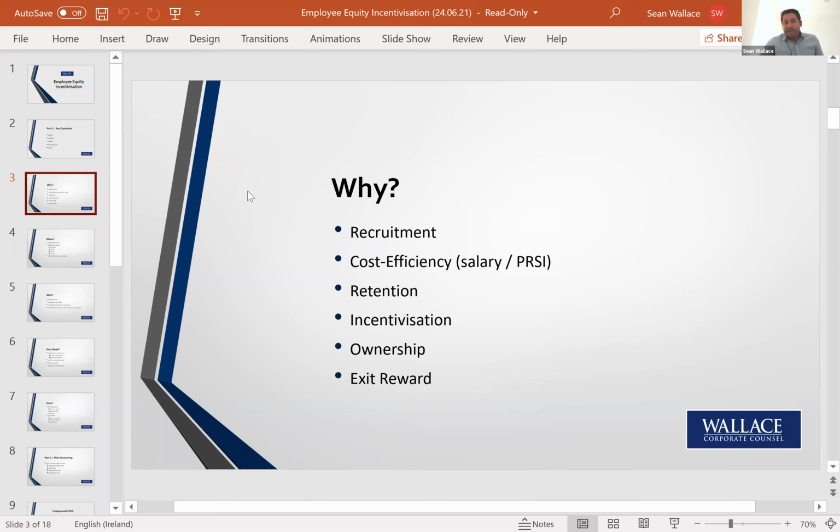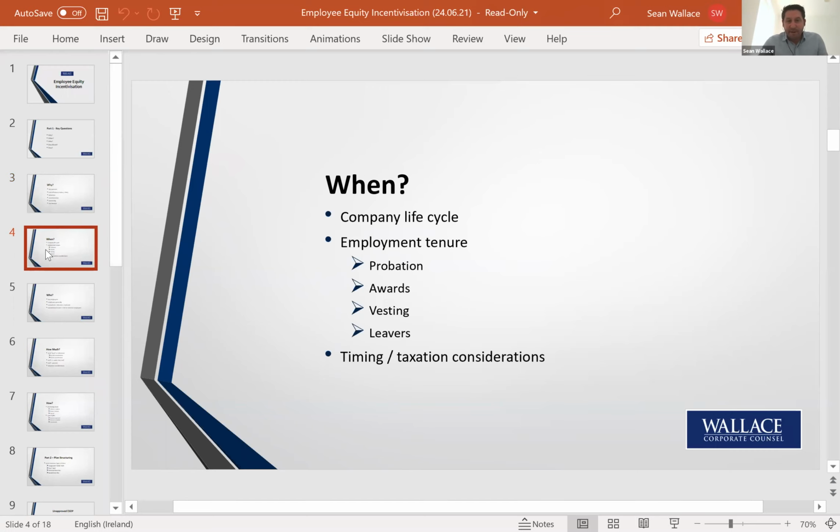So that's a bit about the why. Let's have a look about the when. So a very common question we get asked is, when do we implement this? When is too early or when is too late? And there's no firm or fixed rules. Companies will go through a life cycle of investment, or if you're lucky enough, you may be self-funding.